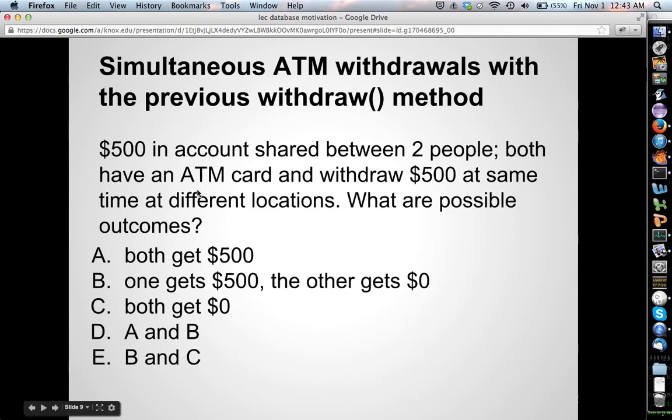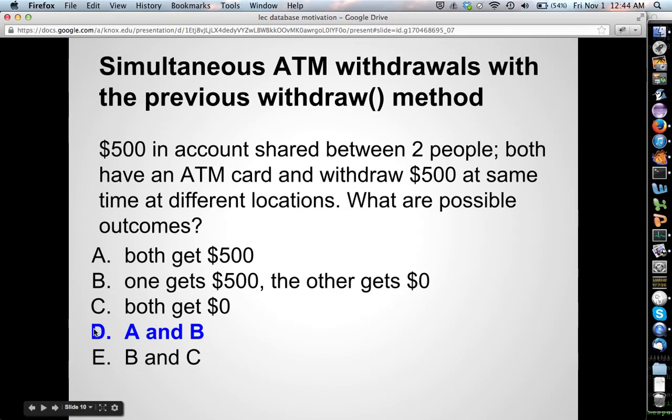So here's the question. Suppose there's simultaneous ATM withdrawals using that previous withdrawal method that we saw. Now here's the other assumptions. There's $500 in an account. It's shared between two people. Both of them have their own ATM card, so there's two ATM cards for the account. And they withdraw $500 at the same time at different locations. So at the same minute, the same second even, they're withdrawing from different ATMs at the same time. So what are the possible outcomes? And I'll give you a chance to plug this into Moodle and try to answer it and see what you come up with.